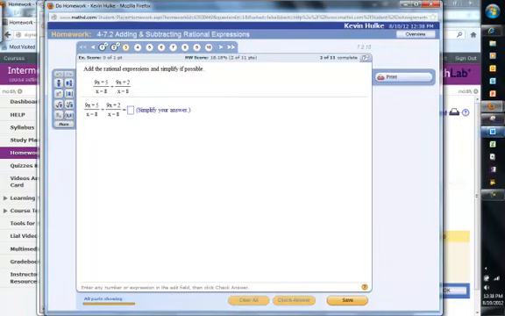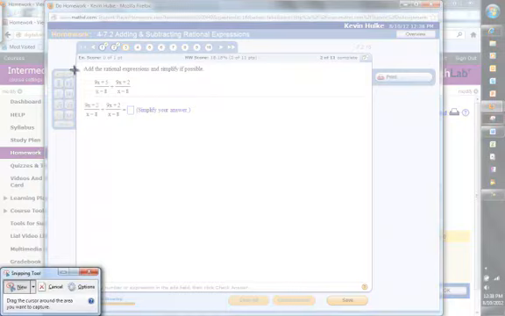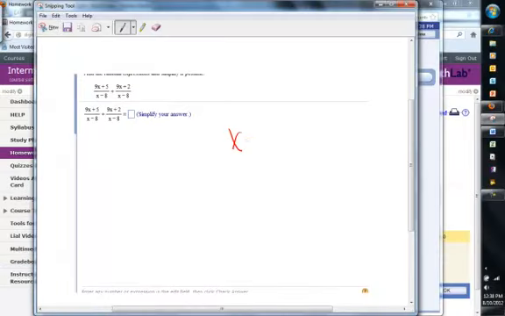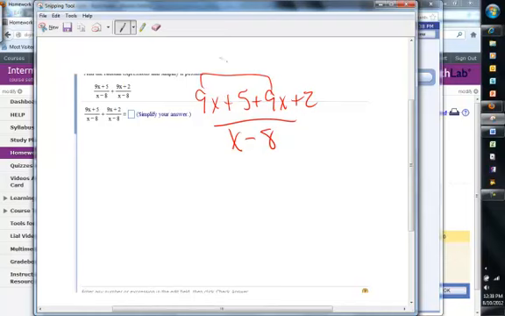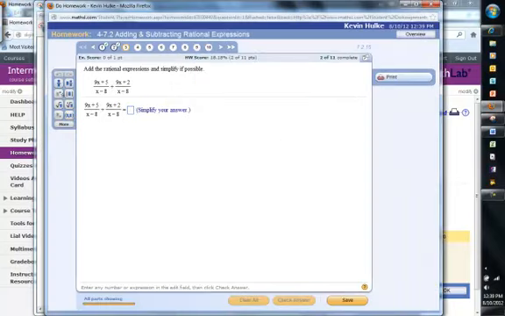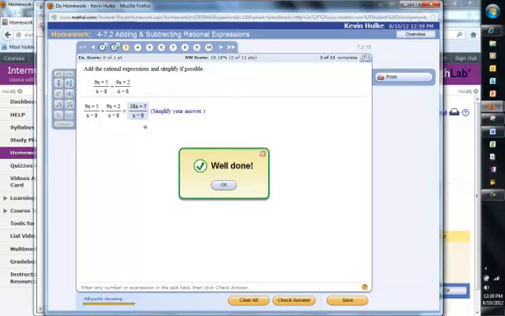Another one with the denominators already set. We have x minus 8 as the denominator. 9x plus 5 plus 9x plus 2 is 18x plus 7, not 8, 18x plus 7. Can't simplify that, so our fraction is 18x plus 7 over x minus 8.